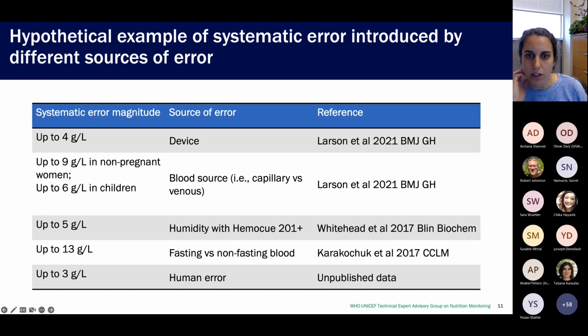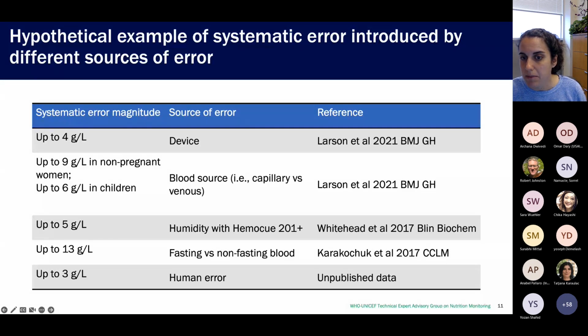As a hypothetical, the device can introduce up to 4 grams per liter bias in the measurement of hemoglobin. This is from a paper by myself and colleagues published a couple of years ago. We've also found that blood source, so capillary versus venous, can introduce a bias of up to 9 grams per liter in non-pregnant women and up to 6 grams per liter in children. It's been found that humidity, this is from a HemoQ 201+, but it can be other devices too, can introduce a bias of up to 5 grams per liter.